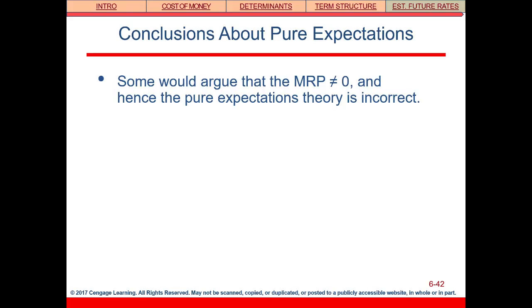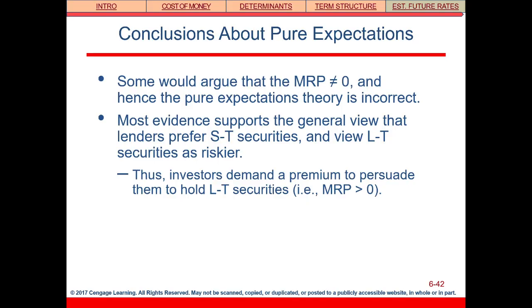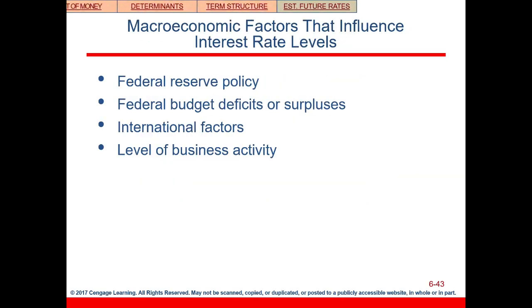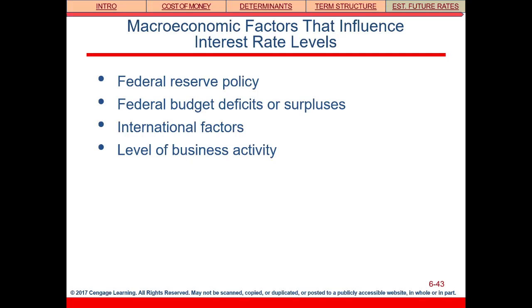Like the one that we discussed before, the short-term investment should have the same rate of return as the long-term investment. So if people have preferences for the short-term over the long-term, then the pure expectations theory won't be very accurate. And most evidence supports the general view that lenders prefer short-term securities and view long-term securities as riskier. Therefore, investors demand a premium to persuade them to hold long-term securities. In this case, MRP is larger than 0. Right? So that's the drawback of the pure expectations theory.